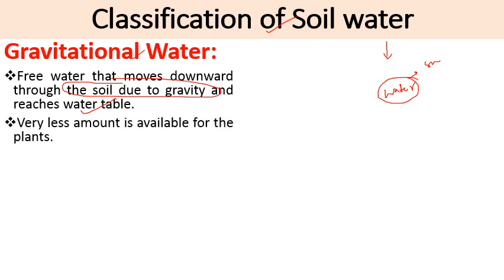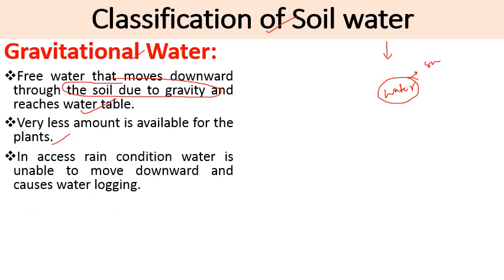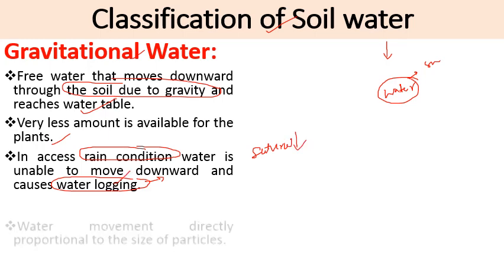This water is not available for the plants frequently. Very less amount of water is available for the plants. In excess rain conditions, water is unable to move downward and causes water logging. So when the soil gets saturated with water, this water does not move in the downward direction, and that leads to the flooding condition which we call water logging.